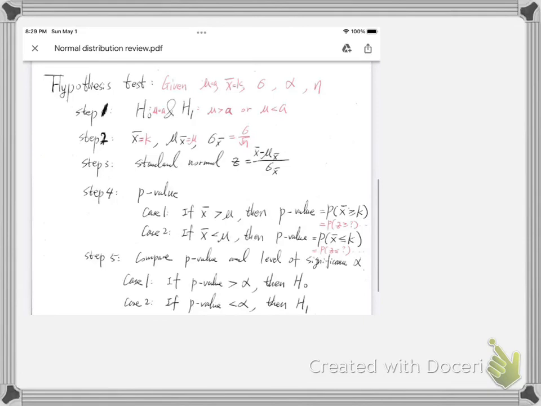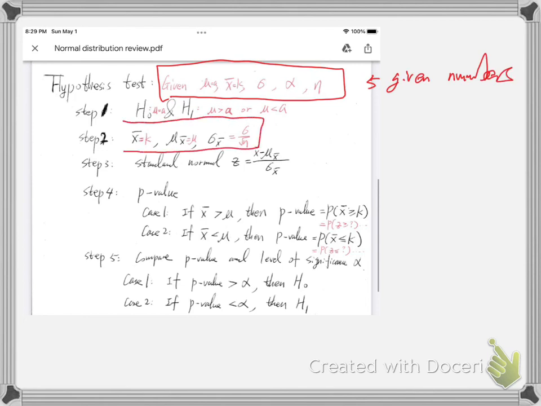Okay, so these are the 5 steps for the hypothesis test. First you should know there are 5 given numbers. And then our goal is we set up x bar and then change x bar to the standard normal distribution z. So we have a cutting line for x bar. Now we have a cutting line for z. So now what's p-value? P-value is the smaller area. So this is the picture.